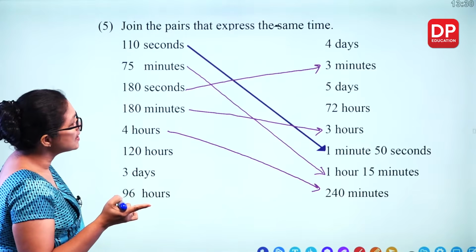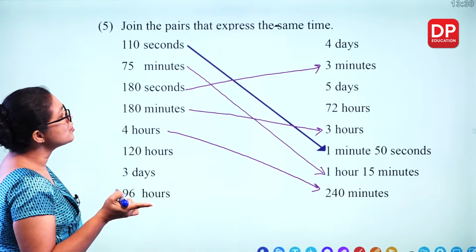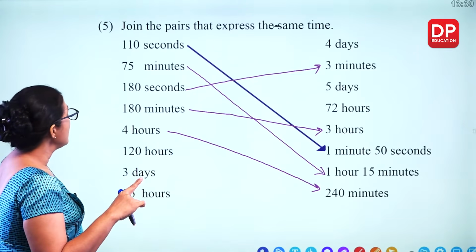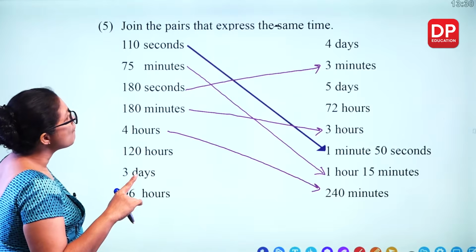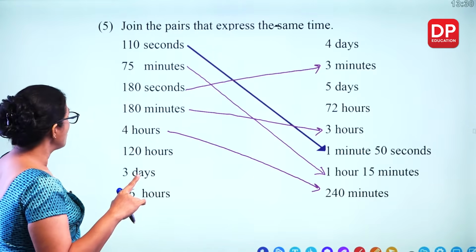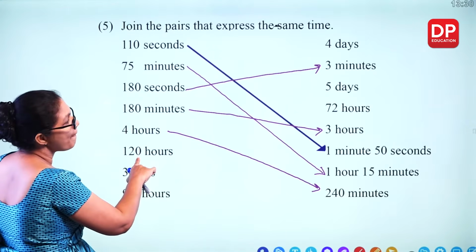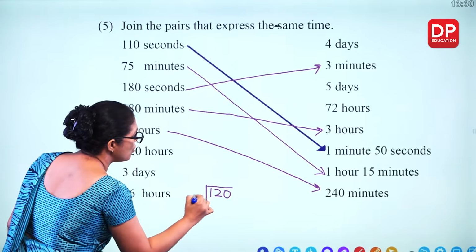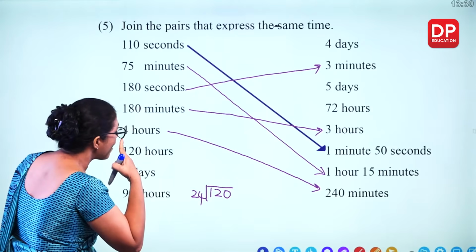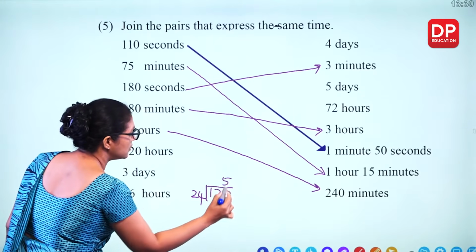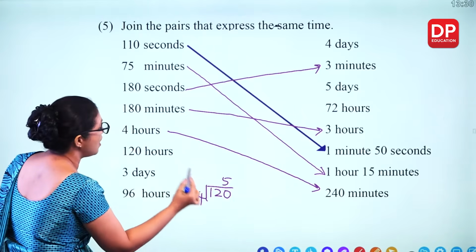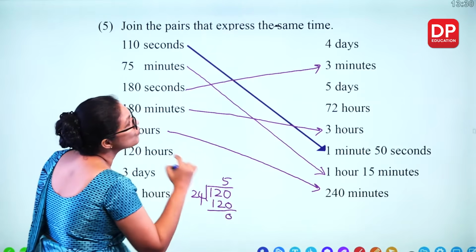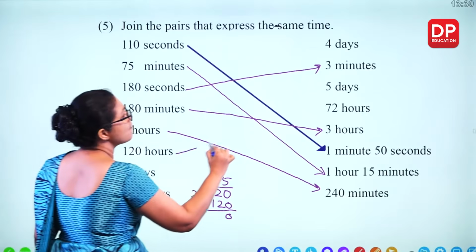120 hours, we can convert to days. So that means divide by 24. 120 divided by 24, you get 5 days. 5 days are there. Do we have 5 days? Yes, we have 5 days.